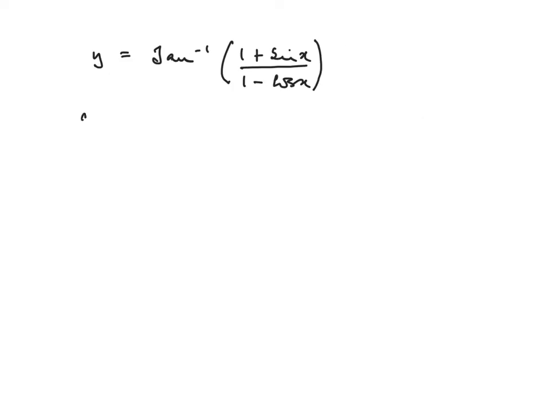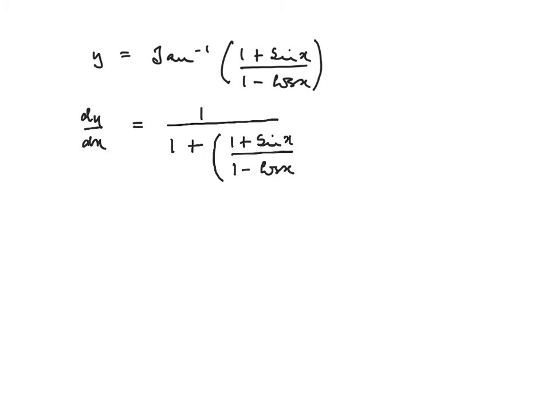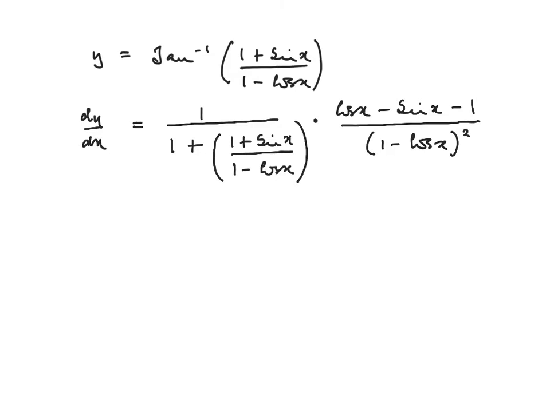So the derivative then is 1 over 1 plus, well, instead of x squared we've got 1 plus sine x over 1 minus cos x times the derivative, and we found that the derivative was cos x minus sine x minus 1 over 1 minus cos x all squared. And we have a square in here as well.